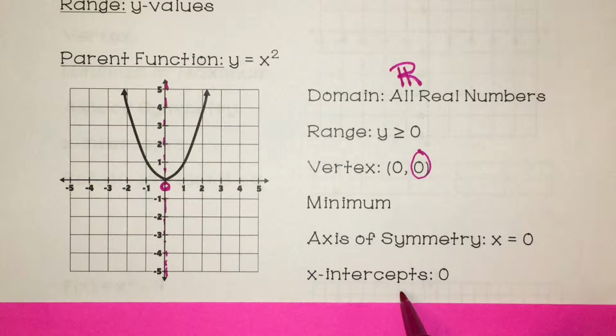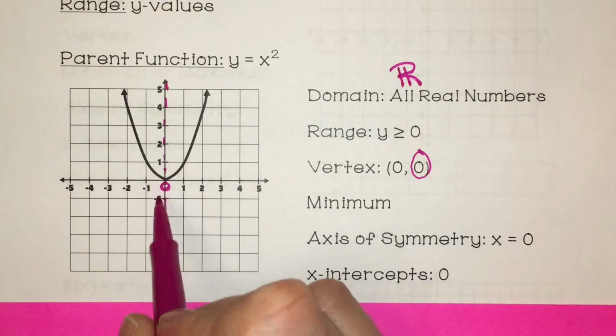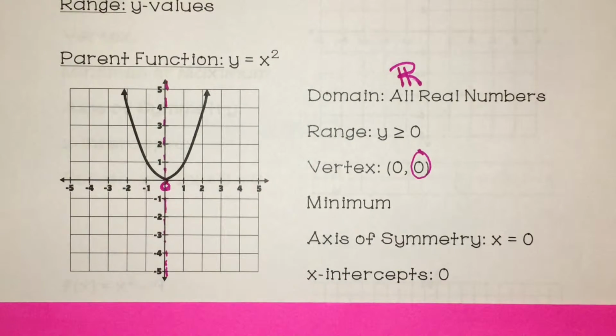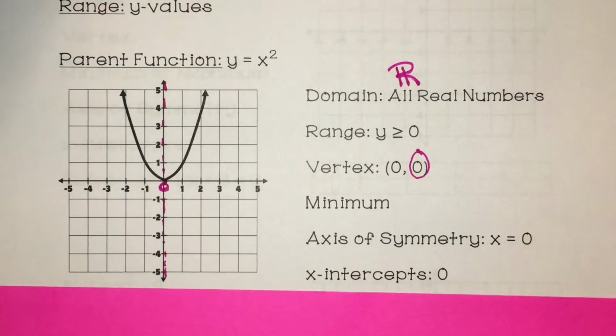And the x-intercepts are the points where your graph crosses the x-axis. In this case, it crosses or touches just once, where x is 0. So the x-intercept is 0. So we're going to look at all those features right now.